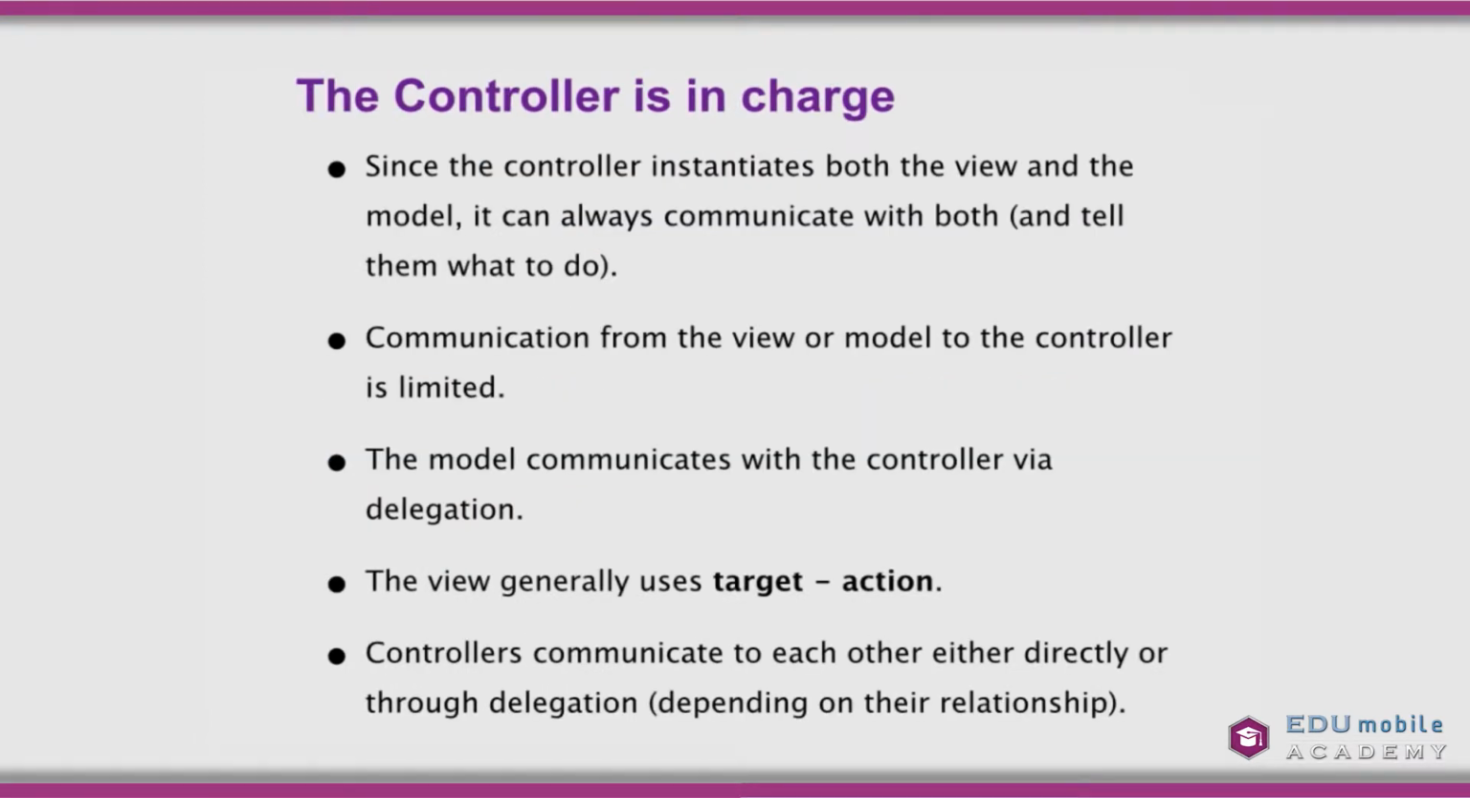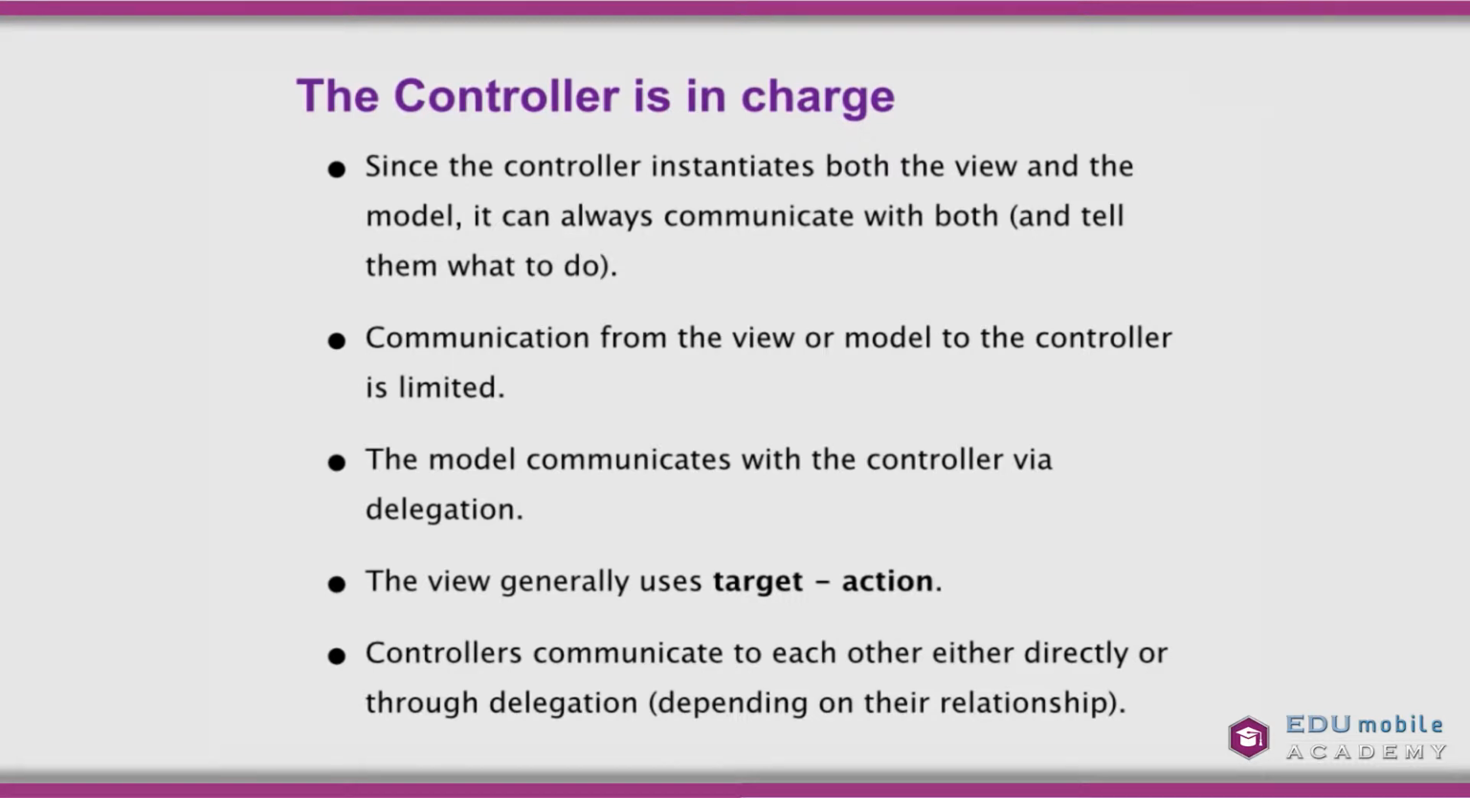So the controller is in charge. Since the controller has the control of both the view and the model, and it instantiates both the view and the model, it can always communicate with both of them and tell them what to do. But communication from the view or the model to the controller is limited. The model nearly always talks to the controller through delegation. But the view is even more limited than that. The view generally uses another design pattern that we call target action.